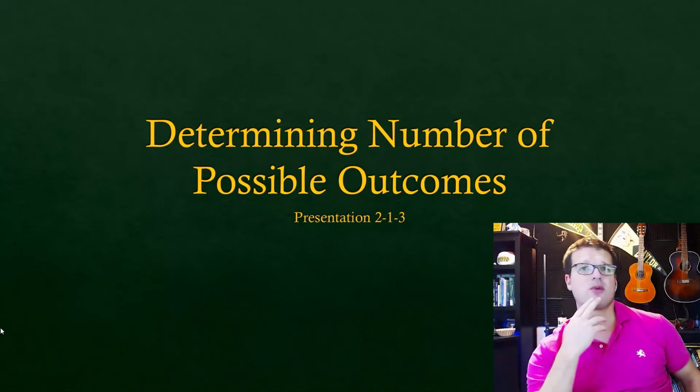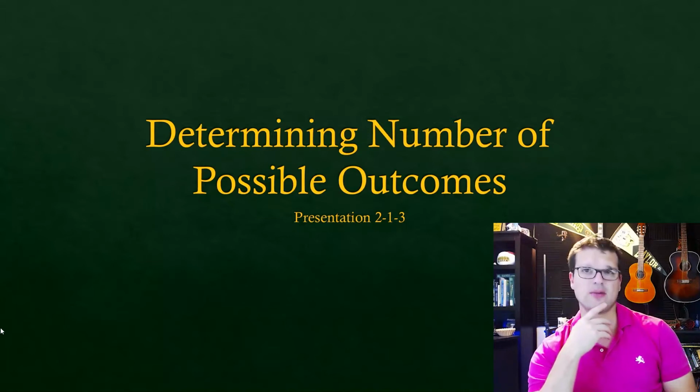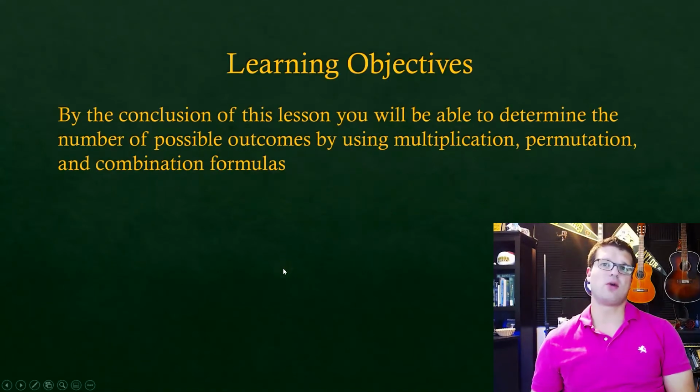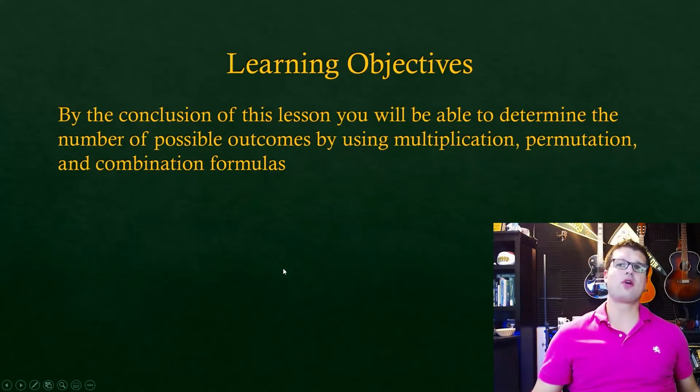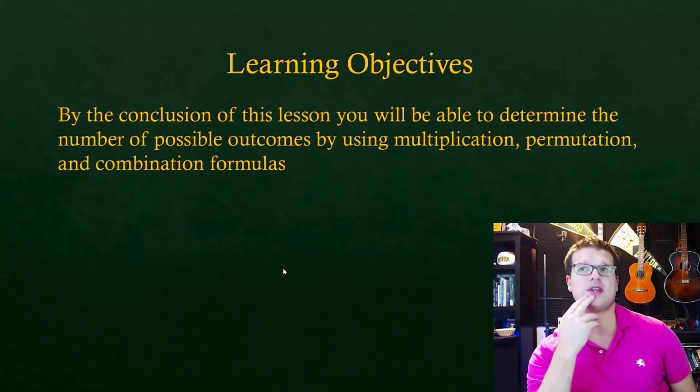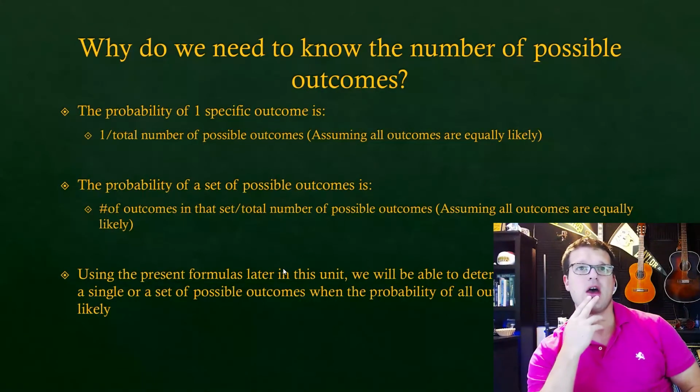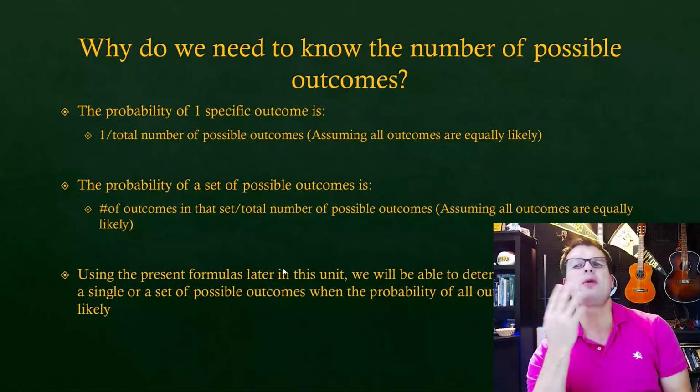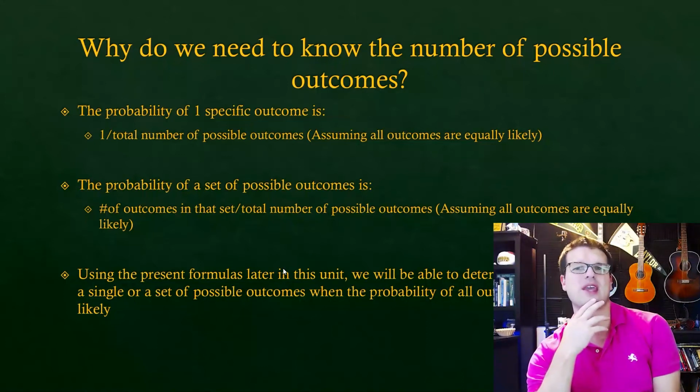Okay, in this lecture, we're going to be looking at determining the number of possible outcomes, and this is a really important concept. We're going to do this by using the multiplication formula, permutation, and combination formula. The reason this is so important is we're looking at something that can occur, and we're going to say how many different ways can this occur? How many different possible outcomes can we have?